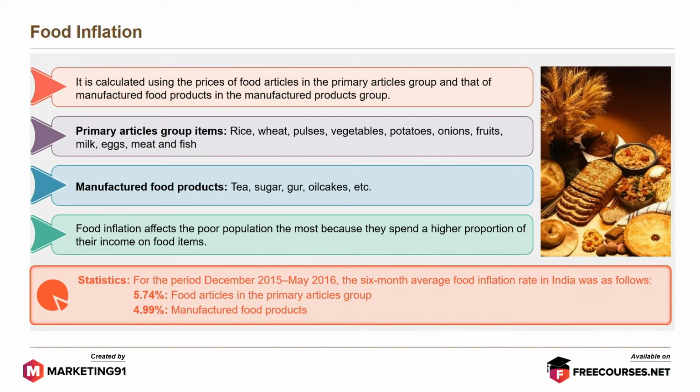Statistics. For the period December 2015 to May 2016, the 6-month average food inflation rate in India was 5.74% for the food articles in the primary articles group and 4.99% for the manufactured food products.